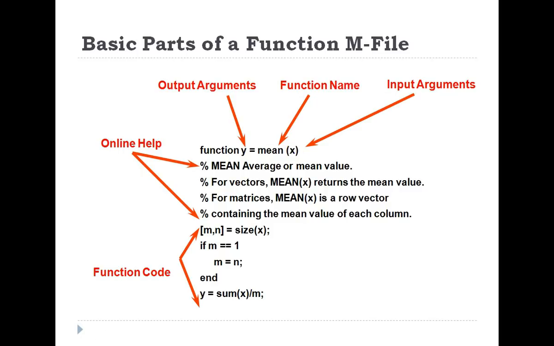Always remember our function file name should be the name of that function. Means if we write the function for y is equal to mean(x), our function file name should be mean.m. Then some online help, or we can add some comment with the percentage sign to describe the function. And then the operation of our function will be described after the declaring of the function.